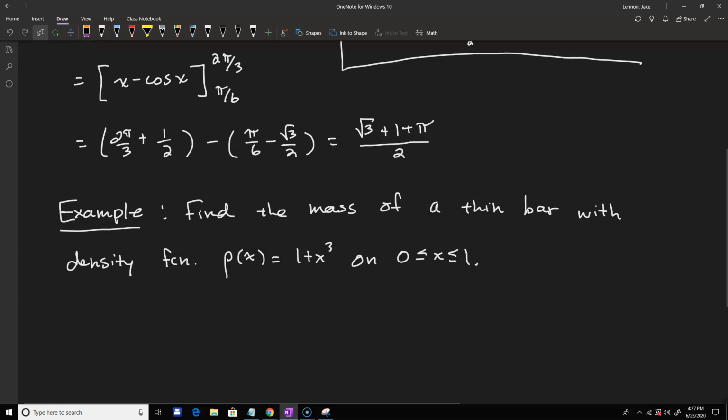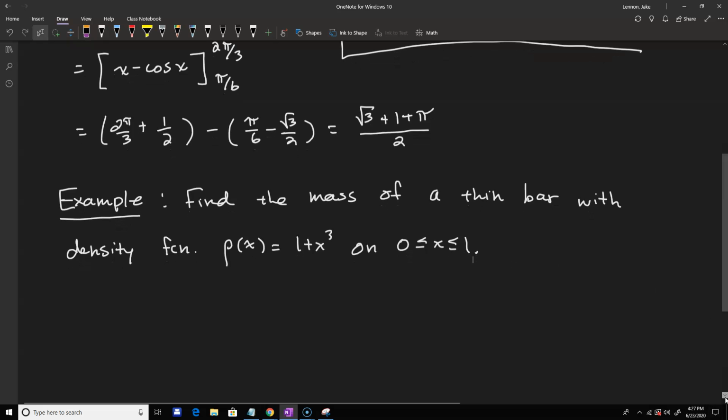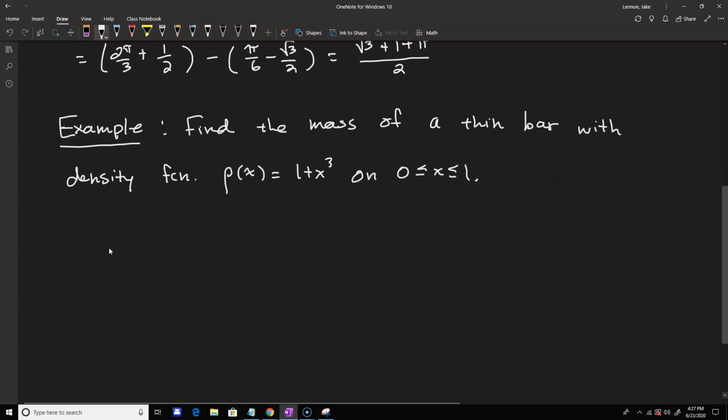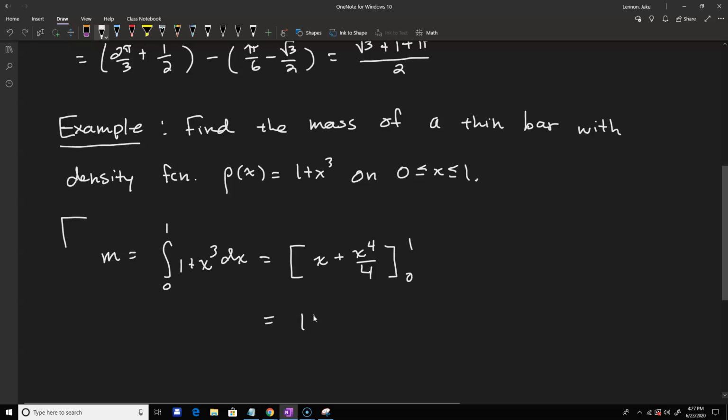So again, the setup is exactly the same as in the problem above. That's all we have to do, integrate this density function on that interval. So our mass is going to be the integral from 0 to 1 of 1 plus x cubed dx, and that has an antiderivative of x plus x to the 4th over 4, just using the polynomial rules to establish that. And from 0 to 1, we're just going to get 1 plus a 4th, which we can write as 5 over 4.